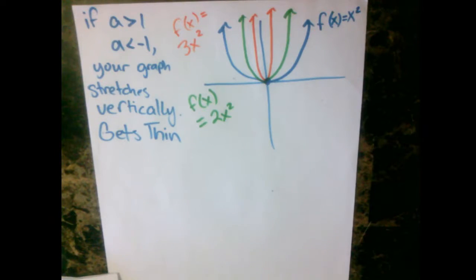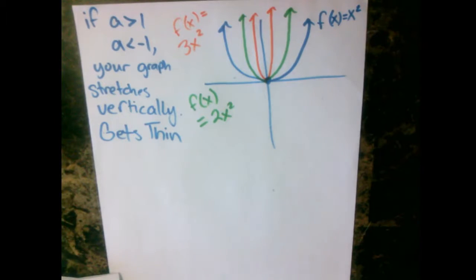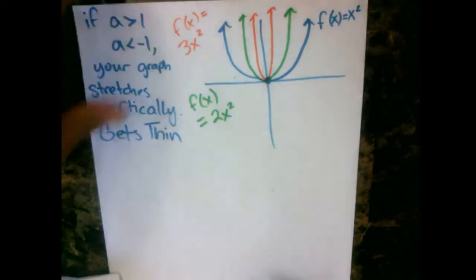Let's talk about the actual shifts now. So we've talked about dilations, we've talked about flipping up and down. Let's talk about the actual shifts. So down here, we're going to talk about horizontal shifts first. So this is going to be moving left and right.